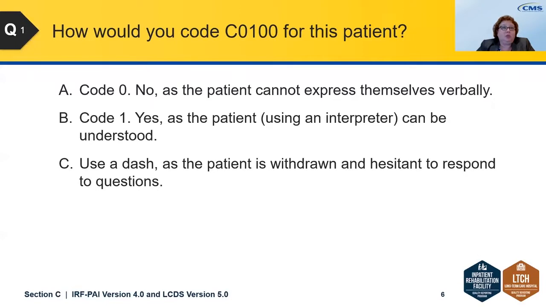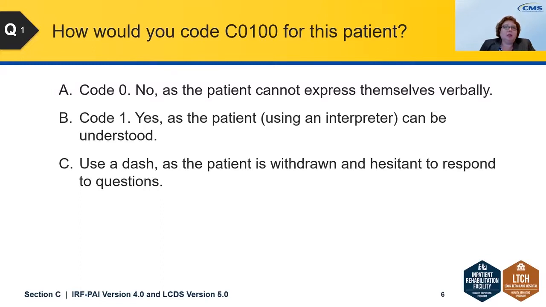Is it A, code 0, no, as the patient cannot express themselves verbally, or B, code 1, yes, as the patient using an interpreter can be understood, or C, use a dash as the patient is withdrawn and hesitant to respond to questions? So I'll give you a few seconds to think about your answer. You'll see the poll come up. And you just need to kind of think about how is that patient responding to this? And I'll give you guys a few more seconds here.